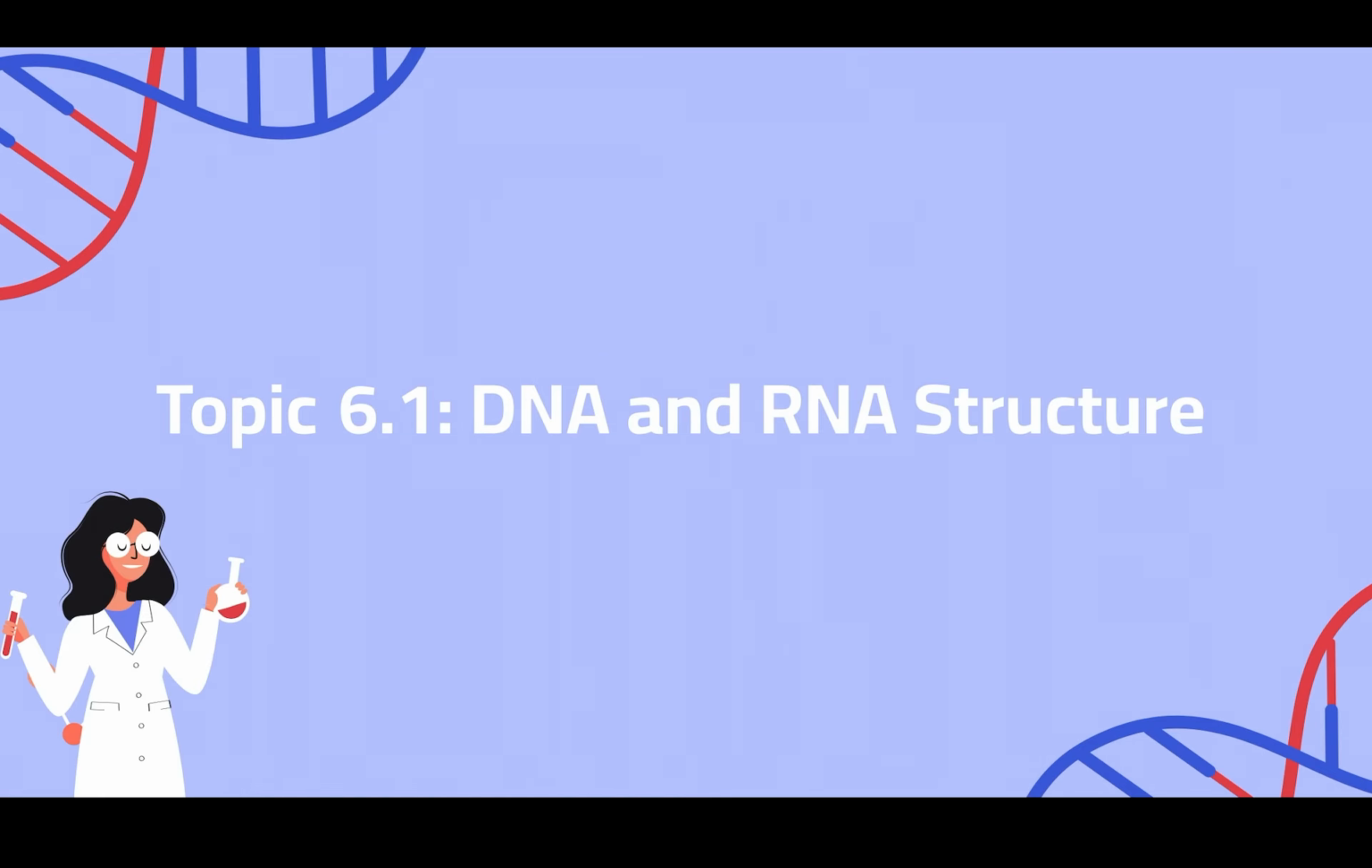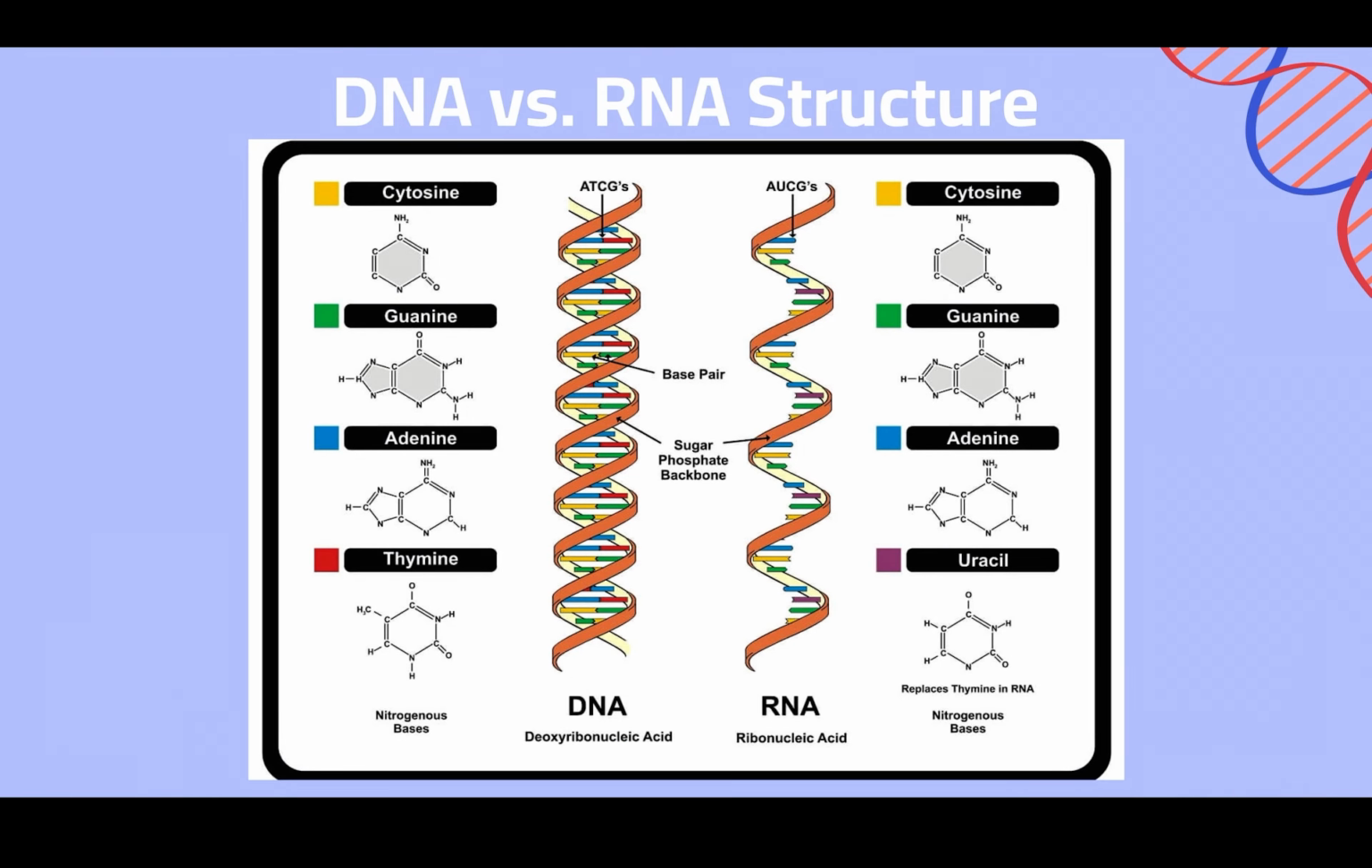Okay, so starting off with 6.1, DNA and RNA structure. So DNA is a polymer of nucleotides, and DNA is a double-stranded molecule, while RNA is a single-stranded molecule made up of nucleotides that contain the sugar ribose. Both strands are made up of a backbone that's composed of alternating sugar phosphate molecules.